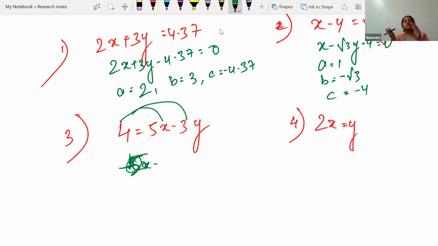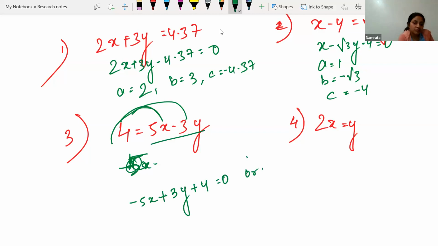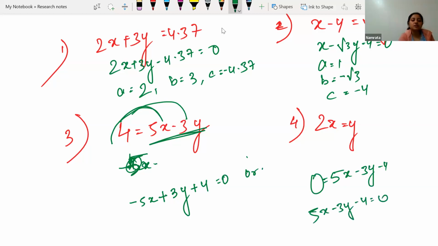If you are shifting everything to the other side, 5x will go to the other side and become minus 5x. 3y will go to the other side and become plus 3y. And 4 is already there, positive. Or we can also keep 5x and 3y on this side only. So 5x minus 3y minus 4, and the other side is 0, which can be written as 5x minus 3y minus 4 is equal to 0. Left hand side and right hand side we can change, it will not change the scenario.